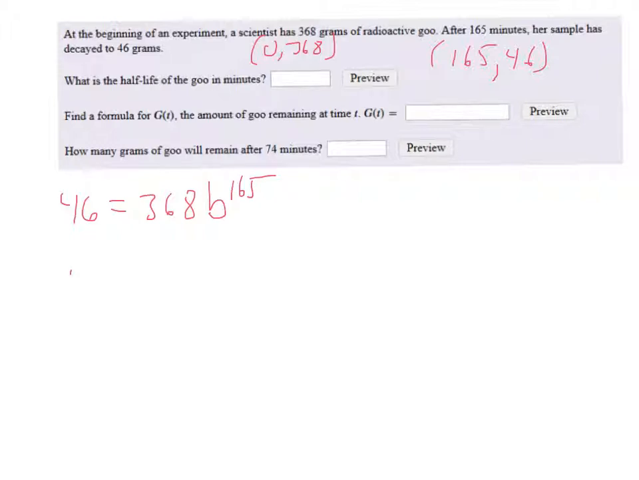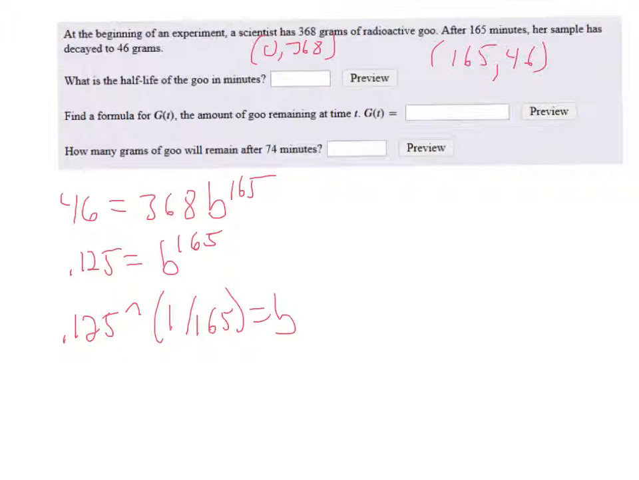I came up with 0.125. Who would have ever thought that was 1/8? That's raised to the 165. And then we're going to take the 165th root. And that's what b is. And I came up, when I did this earlier, with 0.9875.